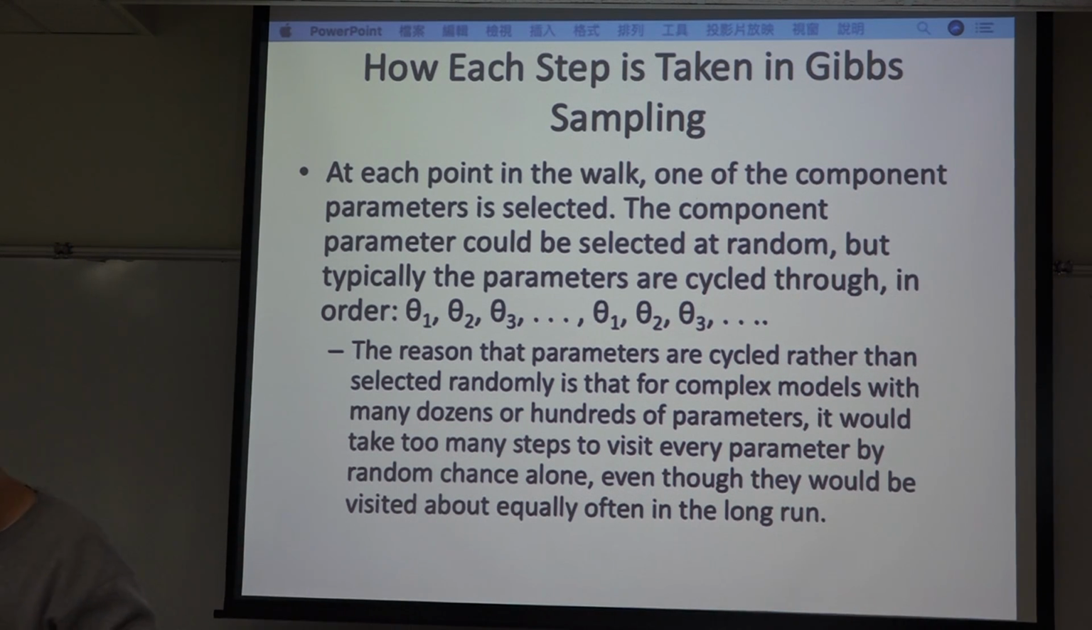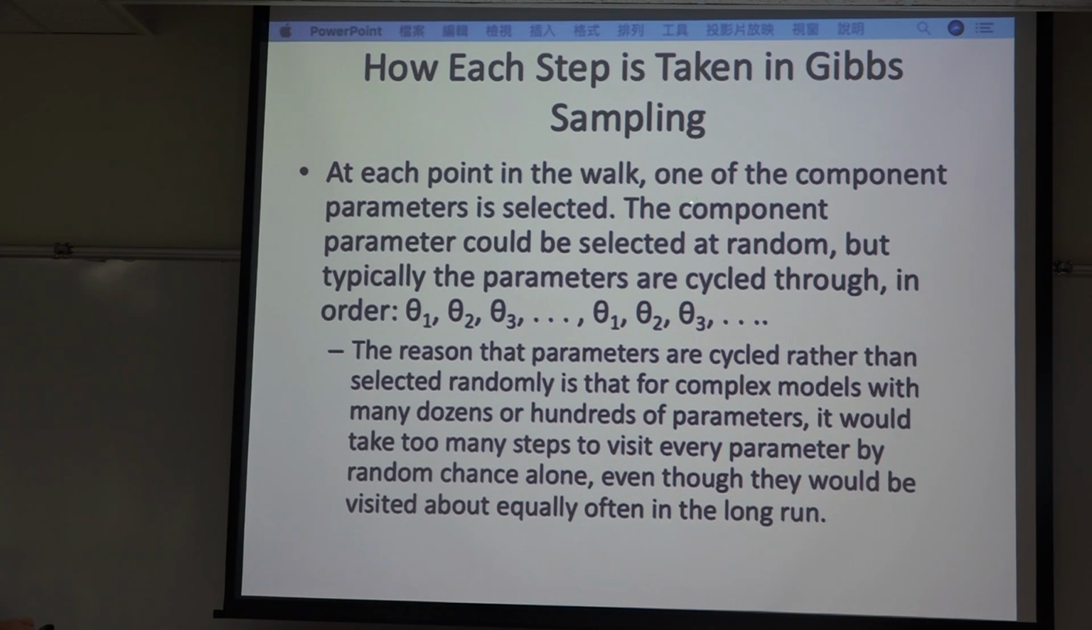So what's the difference between Gibbs sampling and the Metropolis-Hastings algorithm? The first difference is that at each point in the walk, one of the component parameters is selected. You select one component, one parameter.